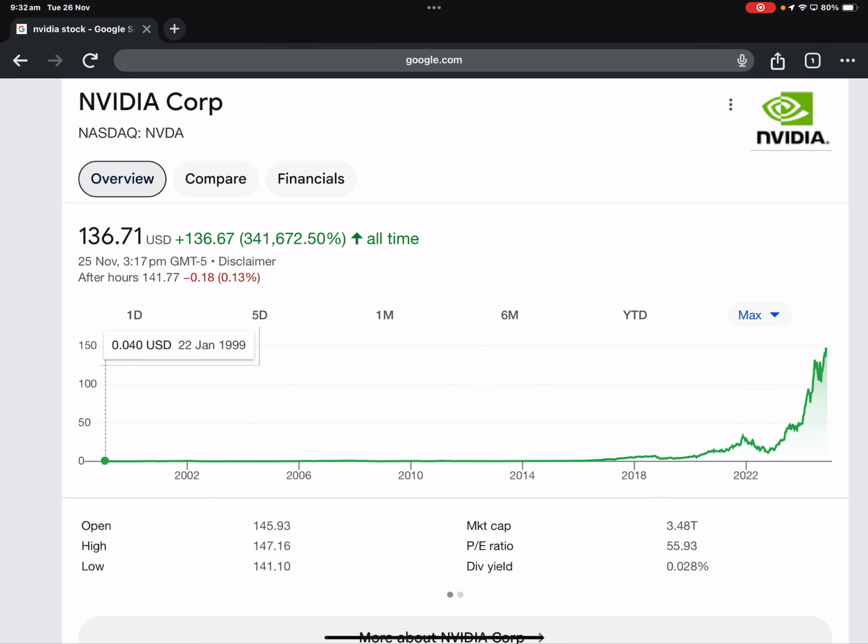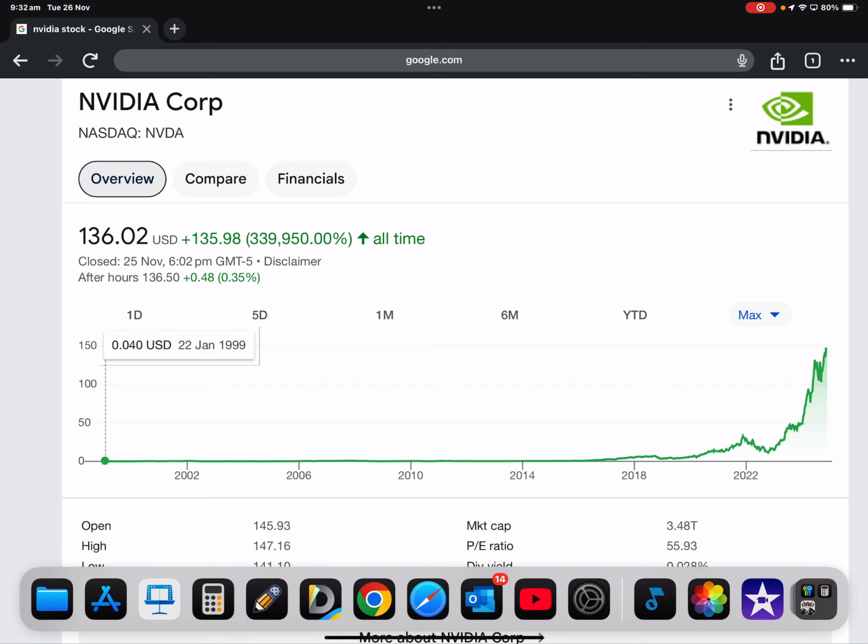You can see here today Nvidia is $136.71 USD per share. When they first listed, when they first existed as a company, you could buy a share in Nvidia for 4 cents each in 1999, okay?